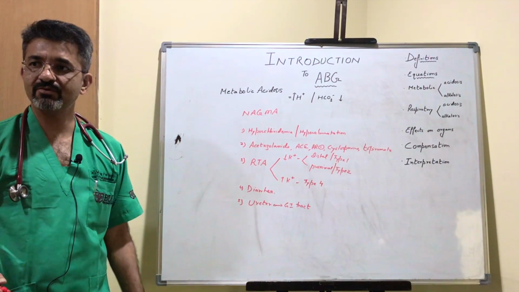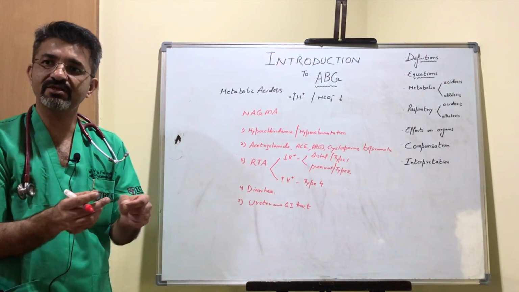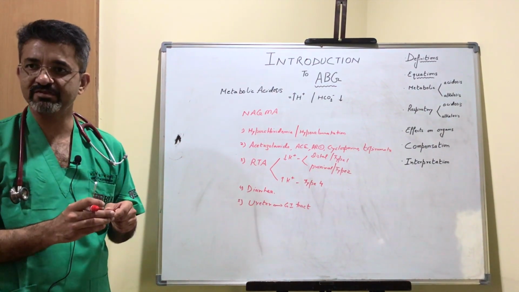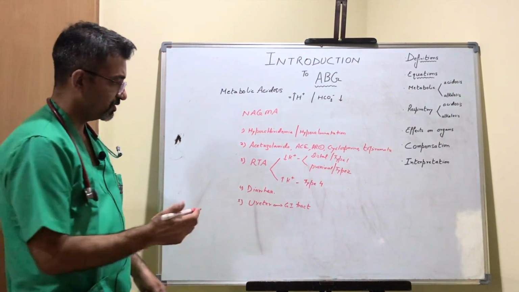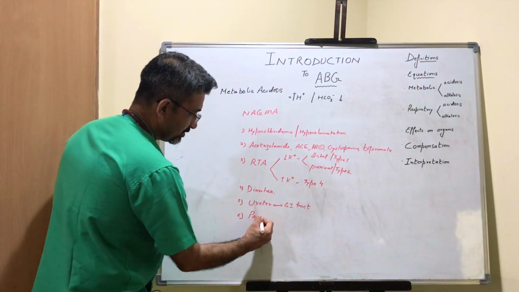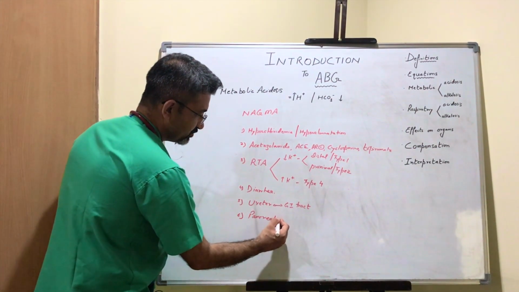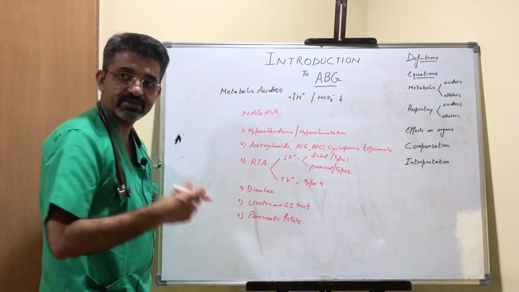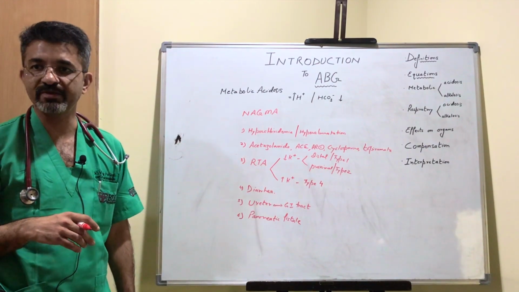Say for example your ureter is joined surgically to your sigmoid colon. Ureterosigmoid anastomosis is done for any surgical reason. Sixth will be pancreatic fistula. You lose lots and lots of bicarbonate in your pancreatic fluid when there is a fistula.